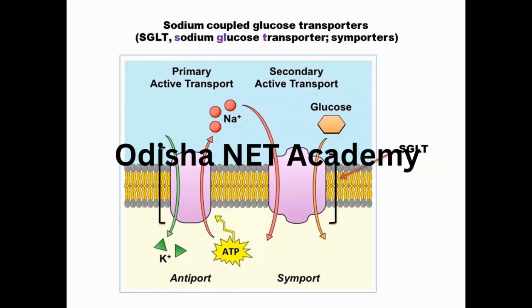In this transporter, what happens? Sodium exits with the expenditure of ATP, through the sodium potassium pump. Then that sodium enters into the cell again with the help of SGLT, along with the entry of glucose. So this type of active transport is called secondary active transport. In the case of SGLT, both glucose and sodium enter.